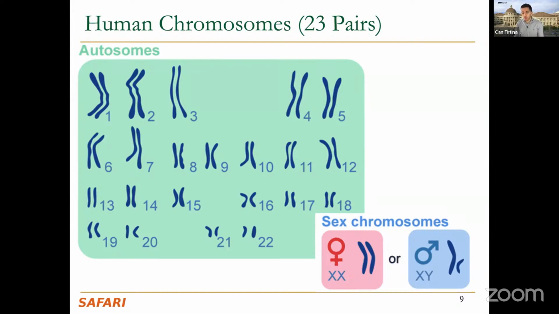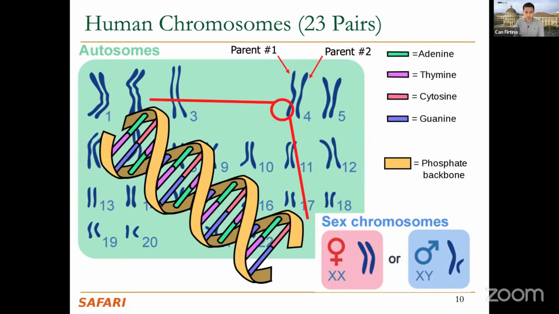One pair is identified as the sex chromosome, so you have either XX or XY chromosomes that identify your gender. And one chromosome of each pair comes from one parent, and the other comes from the other parent. And if you look more closely, you're going to see this famous double helix structure of DNA, where the nucleotides bind to each other.